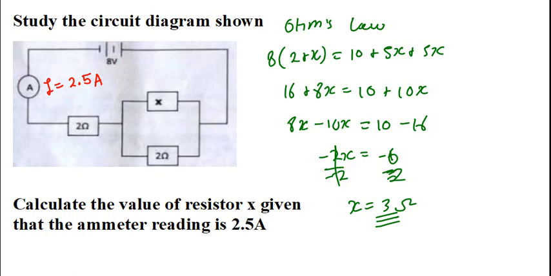If you check the paper, among the multiple choices it was D, that was 3.0 ohms, and that's how you find that one.